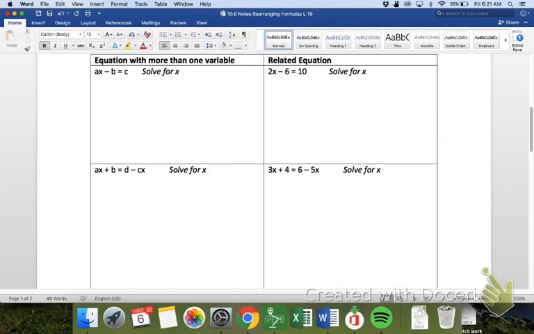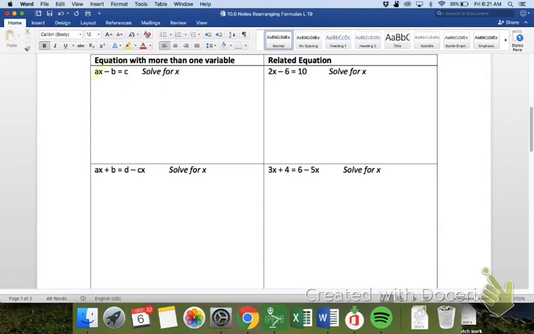So we're going to look at a couple of examples in this video of formulas and how we can rearrange the variables in them. And the way we're going to start to think about that is by also looking at a related equation to each of the formulas. So if you notice in this chart, it says equation with more than one variable, and the first one is ax minus b equals c. We're solving for that x right there.